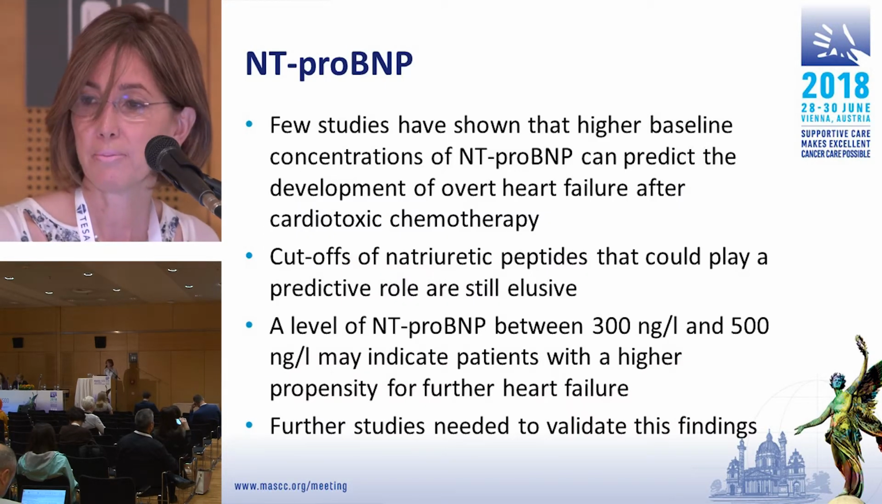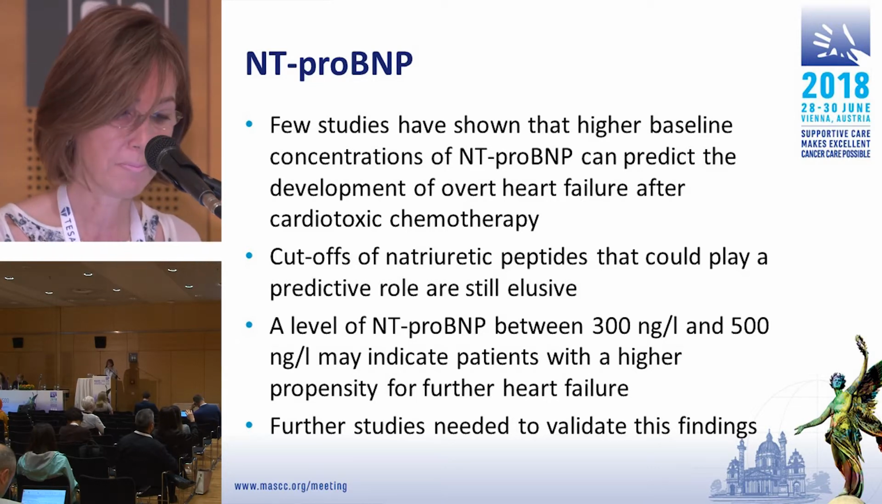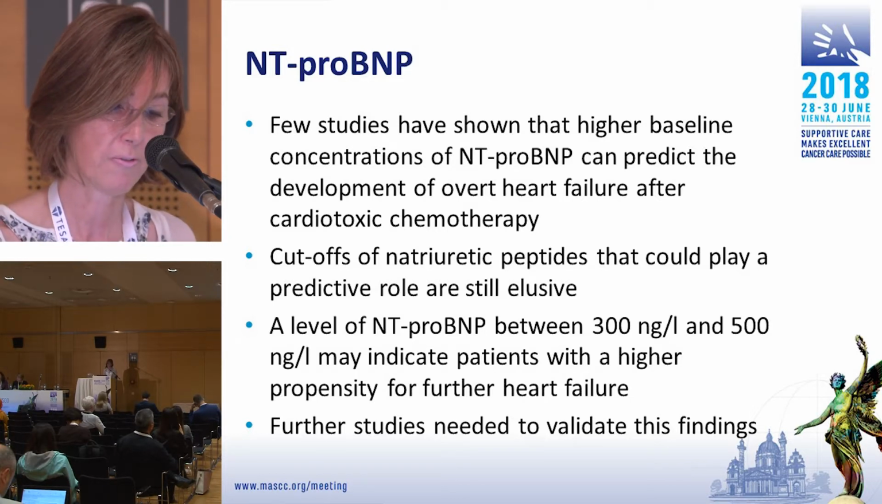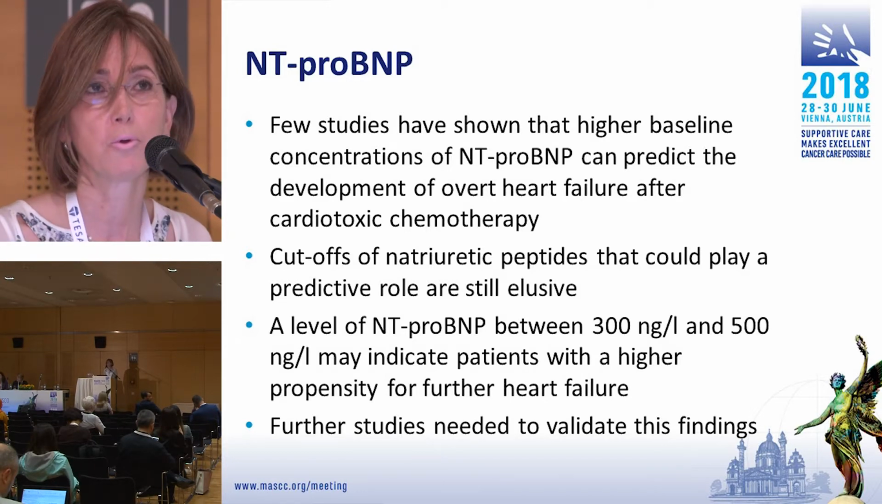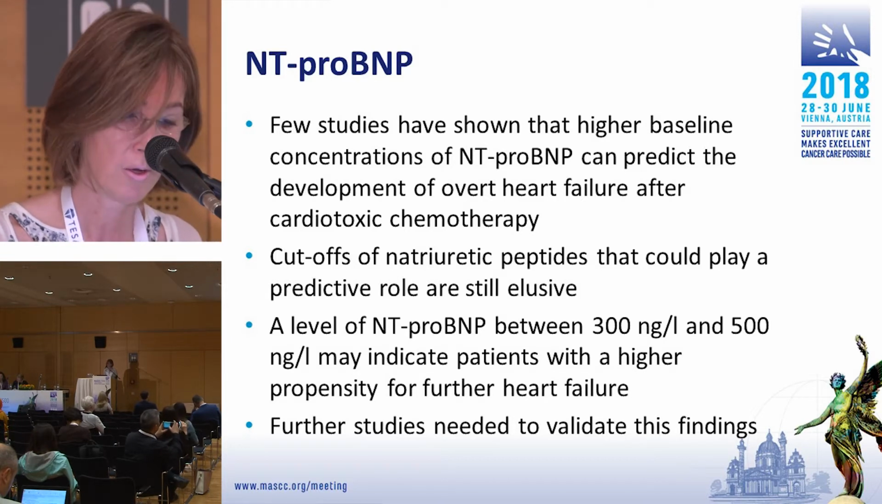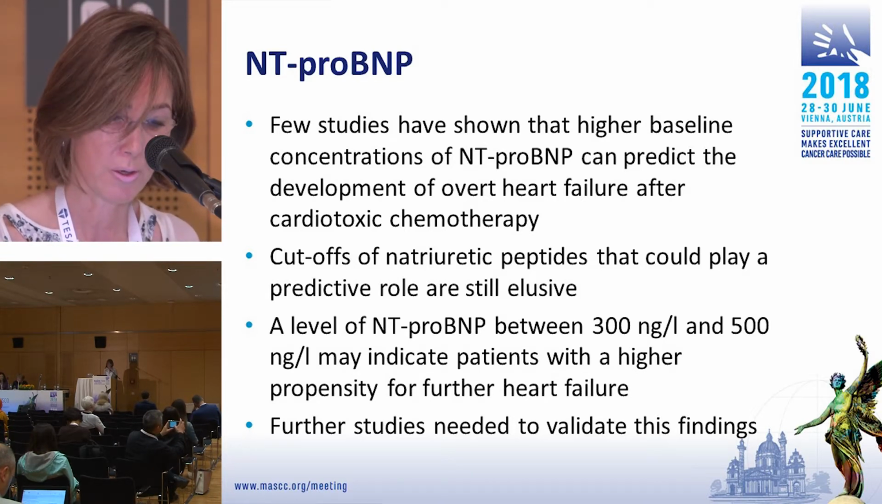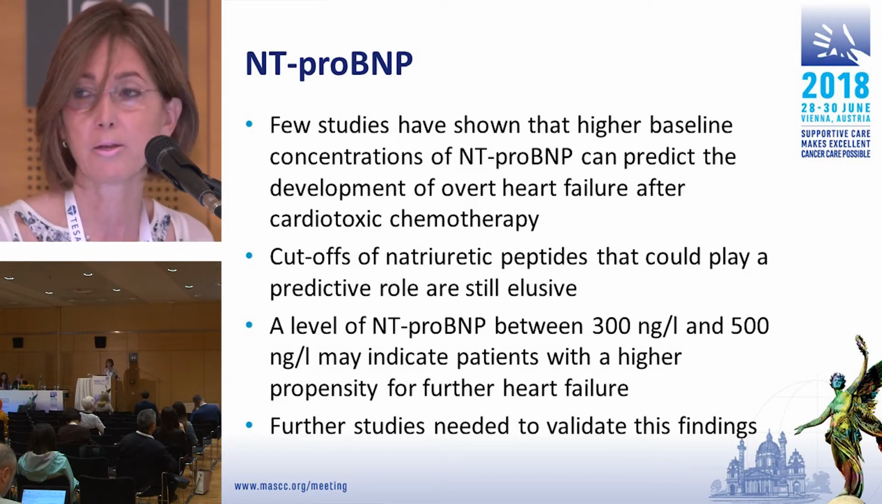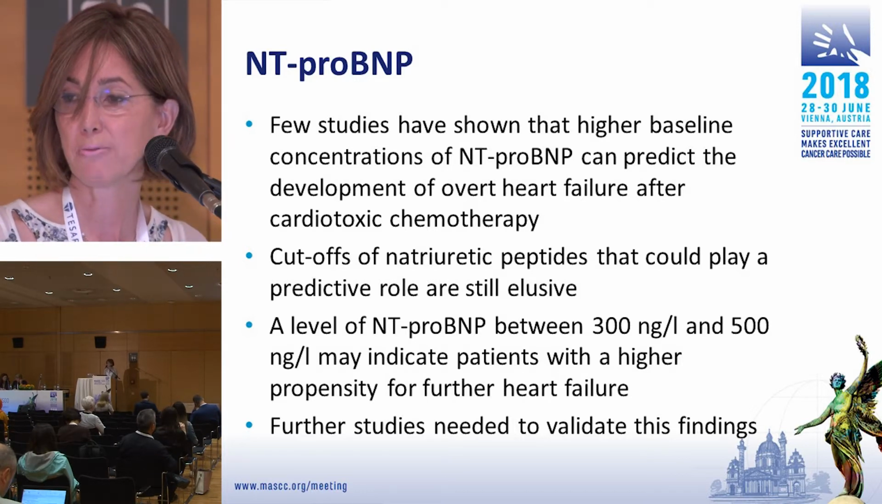There's also been significant work that has been done on NT-proBNP. There have been a few studies that have shown that higher baseline concentrations of NT-proBNP can predict the development of overt heart failure after cardiotoxic chemotherapy. And cutoffs of natriuretic peptides that could play a predictive role are still elusive. The paper that was presented here was discussing levels that were much lower than what I'm showing here, but NT-proBNP levels of 300 and 500 nanograms per mL may indicate which patients could be at higher propensity for further heart failure.